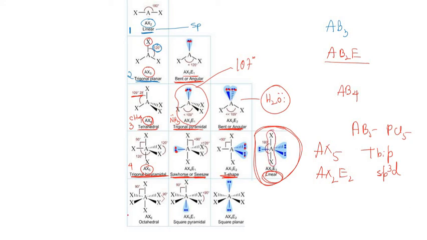And the last one, with respect to number 5 here, octahedral, AX6. That would be called AB6, or it can be called SF6. The geometry would be octahedral. But if there is one lone pair, then it is called square pyramidal, and if there are two lone pairs, then it is called square planar in nature.